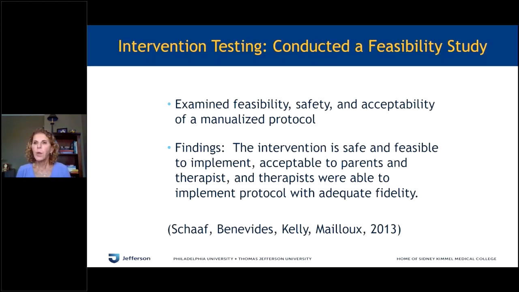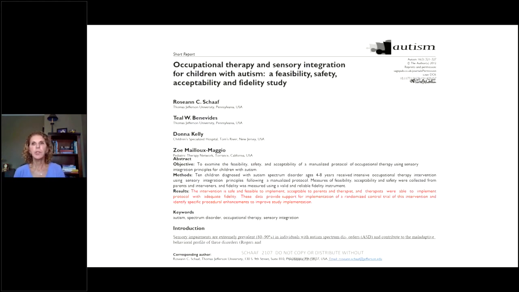So once we had the intervention all set, we were ready to test whether the intervention worked and whether it was effective with children with autism. So we conducted a series of studies, starting with a feasibility trial to determine if it was safe, acceptable to parents, and if the therapists were able to implement the treatment with good fidelity. And in fact, we found that they were, and this is published in the journal Autism.